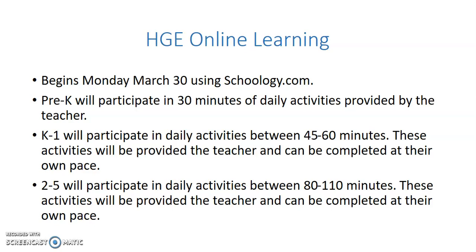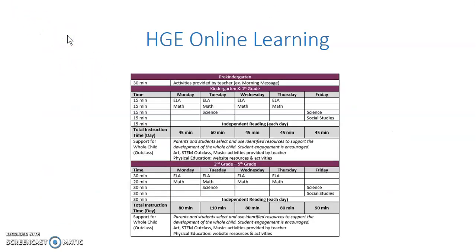These activities will be provided by the teacher, and the students can complete them at their own pace. If you have a second through fifth grade student, they will participate in activities 80 to 110 minutes. And again, the activities are provided by the teacher. So here's a schedule that gives you specific information on the times for the subject areas. Pre-kindergarten has 30 minutes of activities provided by the teacher, and that's daily.